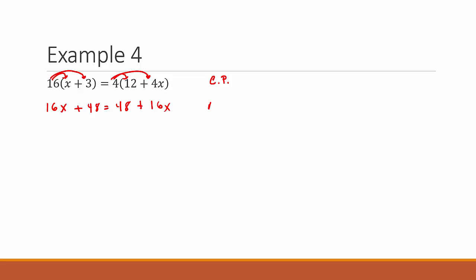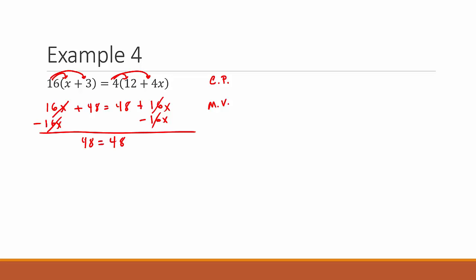Let's go ahead and move our variable terms to get those combined. So I have 16x here, so I'm going to subtract 16x. I'll come over under my other x's and subtract 16x. Well, 16x minus 16x, that's nothing or 0, so I'm left with positive 48. Same thing on the right-hand side, left with positive 48.